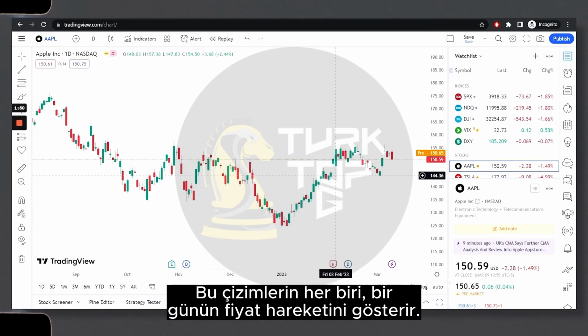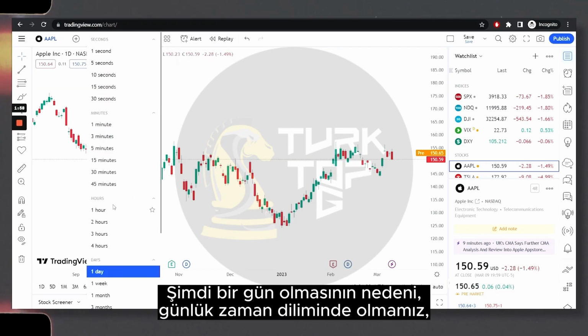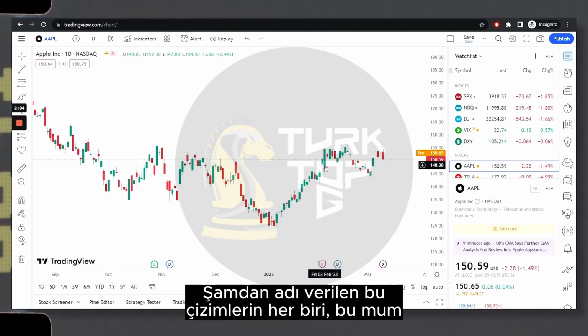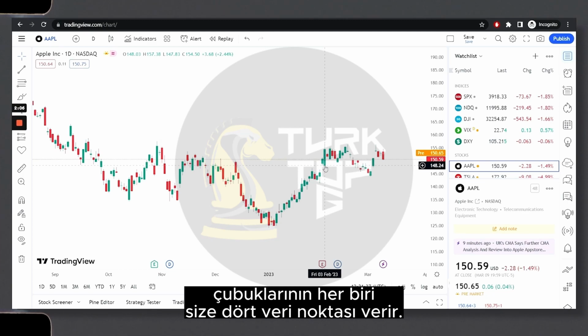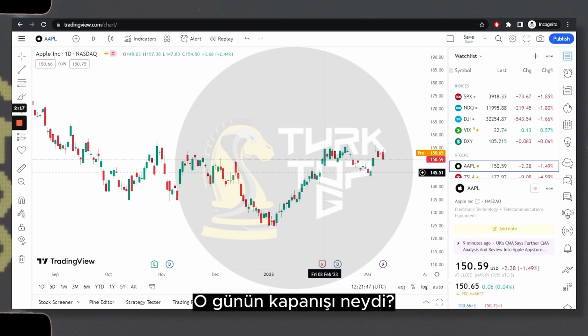Each one of these drawings shows the price action of a day. The reason it's a day is because we're on the daily time frame. You can obviously change it to 1 hour, 15 minutes, whatever you like. So each one of these drawings, which is called a candlestick, gives you 4 data points: where the price opened that day, what was the high of that day, what was the close of that day, and what was the low of that day.